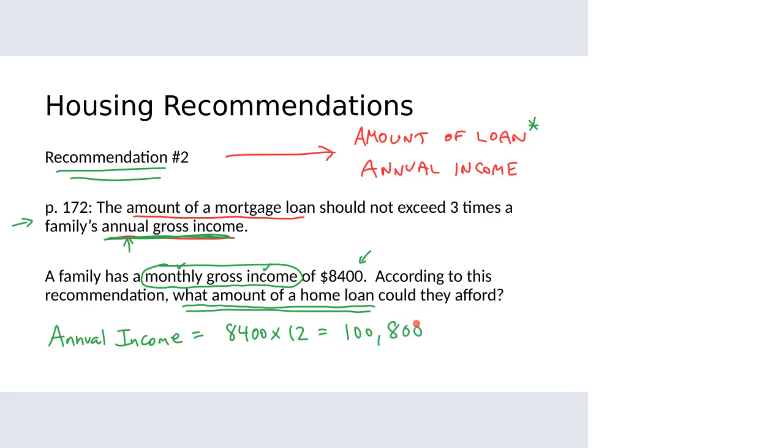Now, we haven't answered the question yet. All we've done is figured out their annual income. And according to the question, what amount of a loan can they afford is what we're after here. And according to this recommendation, the amount of the loan should not exceed 3 times the annual income. So we'll take that annual income, we'll multiply it by 3, and find out that $302,400 is the recommendation of the amount of a home loan that this family could afford.